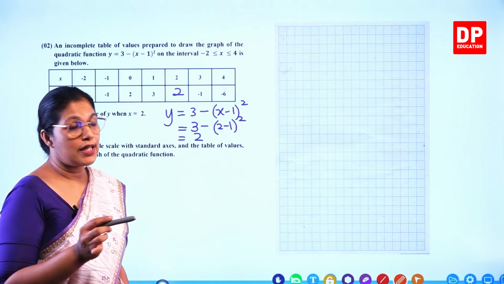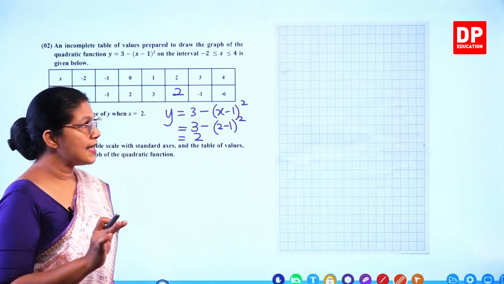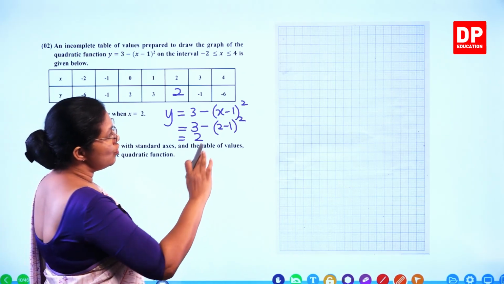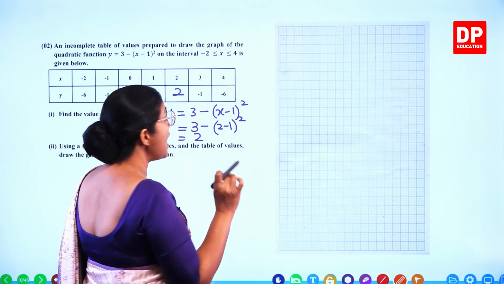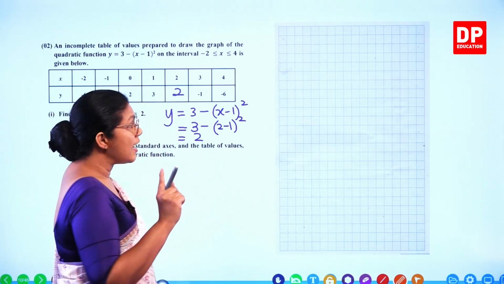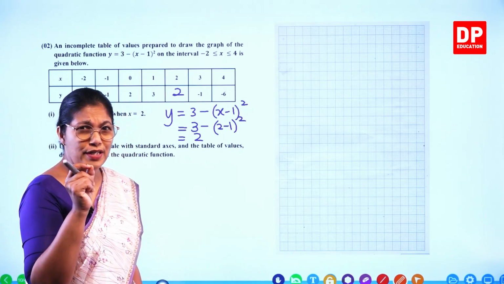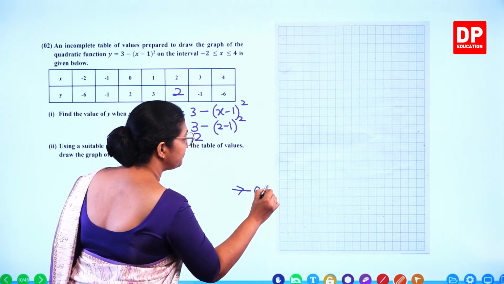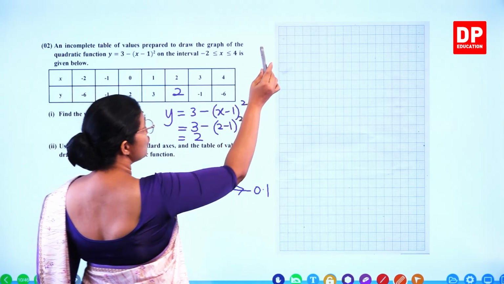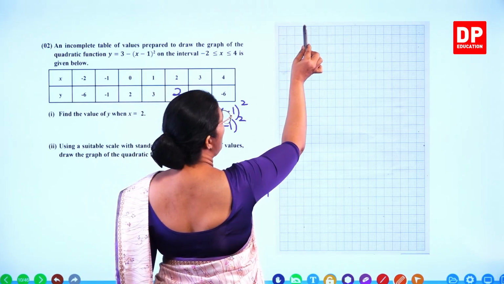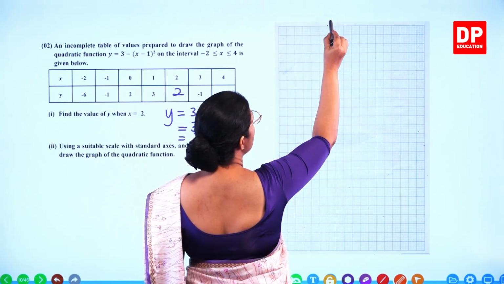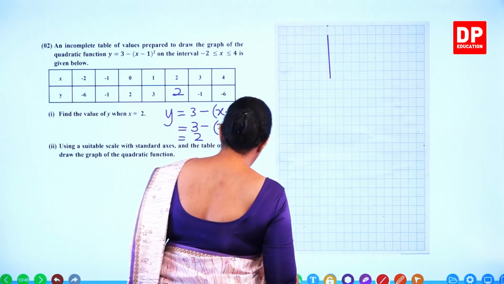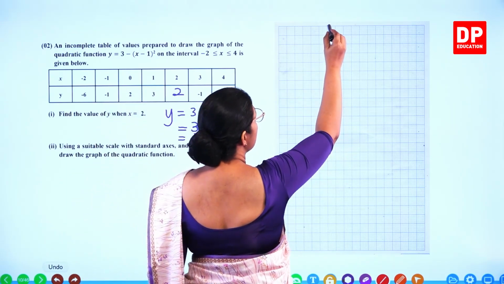Then, using a suitable scale with standard axes and the table of values, draw the graph of the quadratic function. So you have to select a suitable scale. Let's take the x values -2 to 4. When you take the graph paper, you can take 10 squares for 1 unit. So 10 squares for 1 unit means a very small square is 1 over 10, that's 0.1. Let's start from -2 somewhere here, then -1, 0. This is the y-axis.